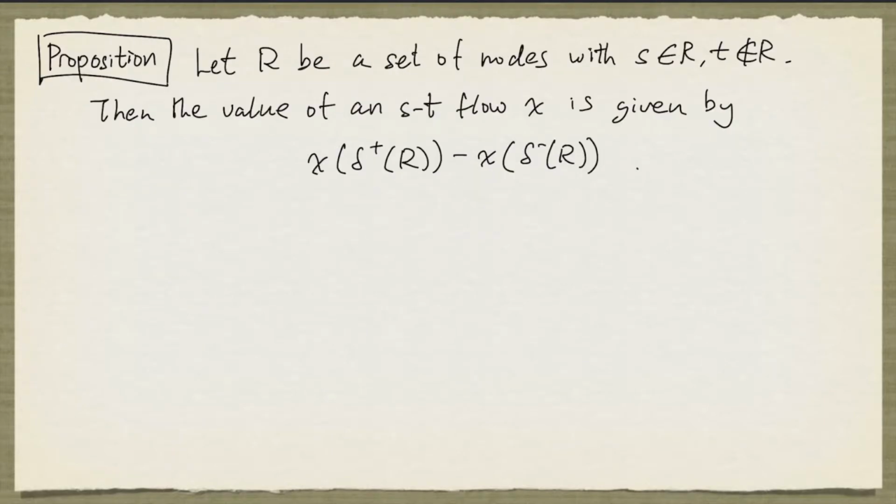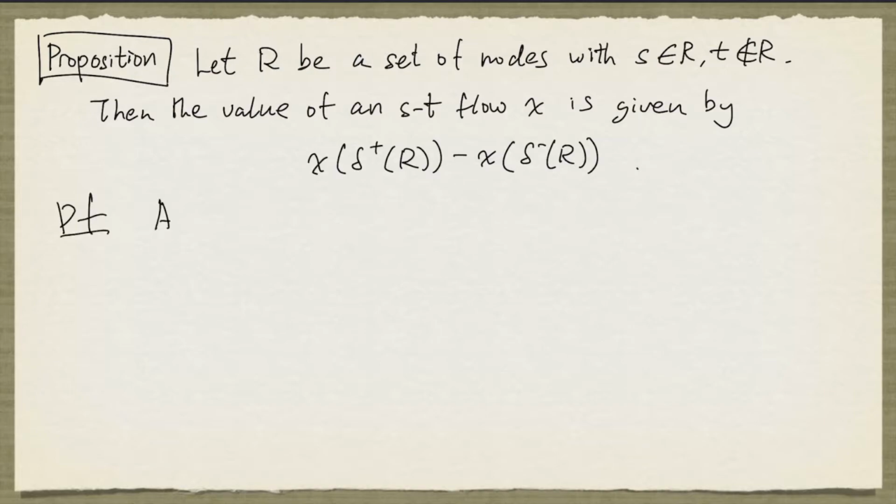Let R be a set of nodes with S in R and T not in R. Then the value of an ST flow X is given by the sum of the flow values on the arcs in delta plus R minus the sum of the flow values on the arcs in delta minus R. Remember that the value of the ST flow X is defined to be this with R being the singleton node S. So this is a more general way of referring to the value of the flow. And let's see why this is true.